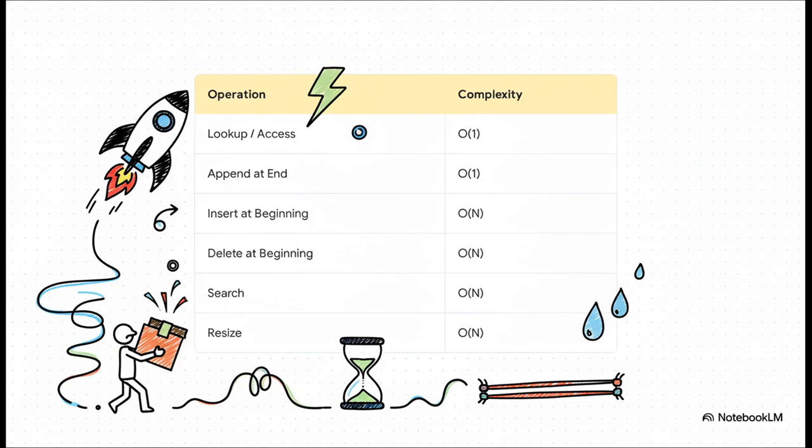So this table is basically the array's performance report card. Looking up an item or tacking one on to the very end, that's O of 1, super fast. But inserting, deleting, or even just searching for something, that's O of n. The n here just stands for the number of items in the list. It means the time it takes grows directly with how big your list is. That's that painful scooting over process we just saw in action.